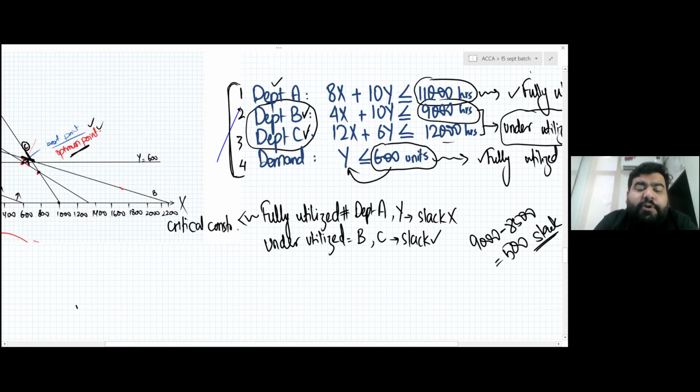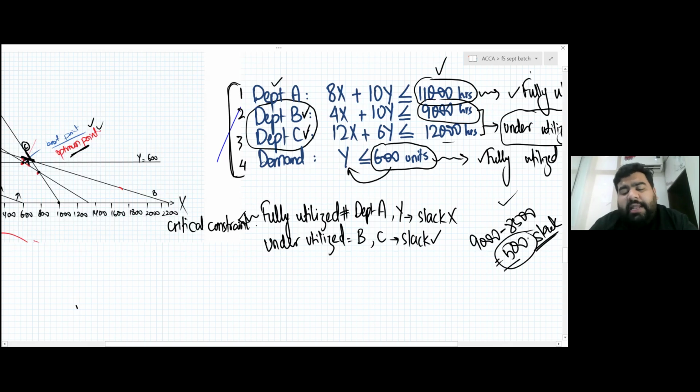Critical constraint means that we don't have any more units for them; we have completely utilized them. For example, department A has 11,000 hours completely, fully utilized, so it is a critical constraint. If we want 1 hour more from department A, we don't have that, because B and C are not fully utilized. 500 is the slack in this example I've written.